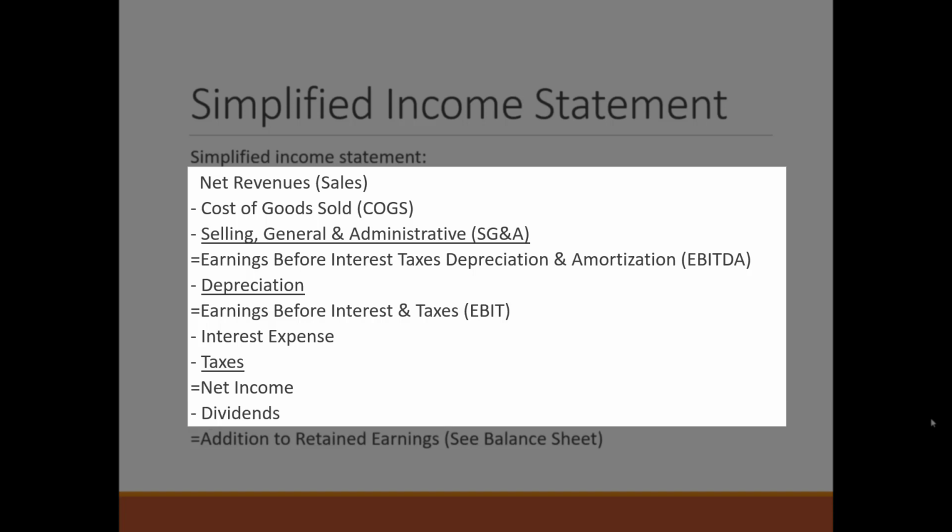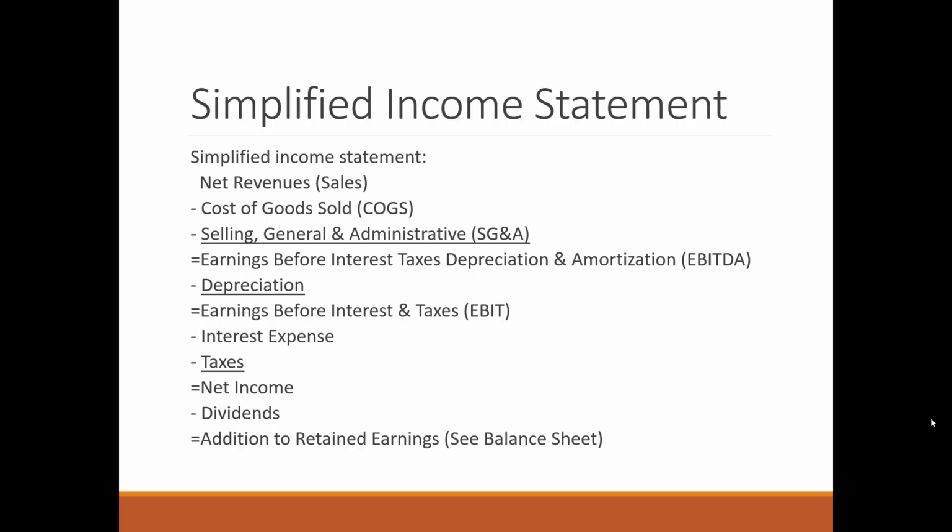Now from that, we can pay dividends. Dividends are not an expense, by the way. It's a negative cash flow. It's cash leaving the firm for sure, but it's not an expense. And then the ending result would be this addition to the retained earnings, so flowing back to the balance sheet that we've talked about in previous videos. So it's a really simple, cursory look at some high-level categories in the income statement.